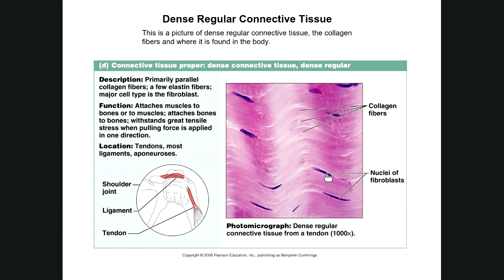So dense regular connective tissue is packed with collagen fibers. The collagen fibers are flexible, but not elastic. These do not stretch. They'll bend like your tendons and ligaments, but if you pull them, they'll snap. Like when you pull silly putty real quick, it snaps. That's what happens to a tendon.